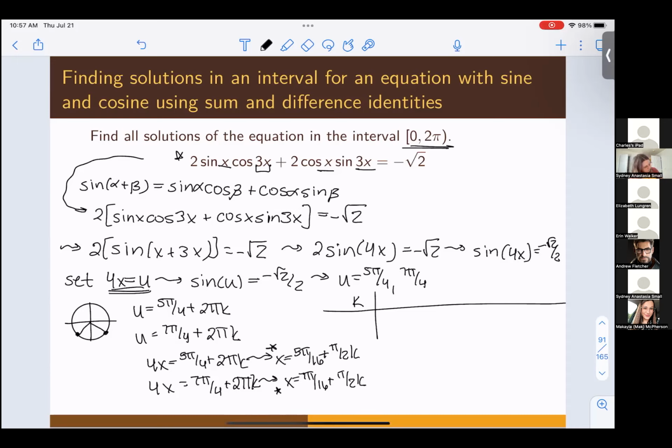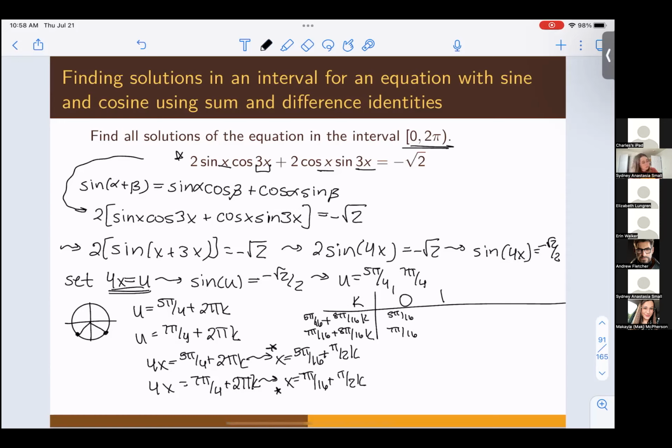The two equations we're going to be working with are 5 pi 16ths plus pi over 2 k. I'm going to rewrite it as 8 pi over 16 k, just so I have a nice common denominator. Similarly, we also are working with 7 pi over 16 plus 8 pi over 16 k. Okay, so when k is 0, we have the solutions 5 pi 16ths and 7 pi 16ths.